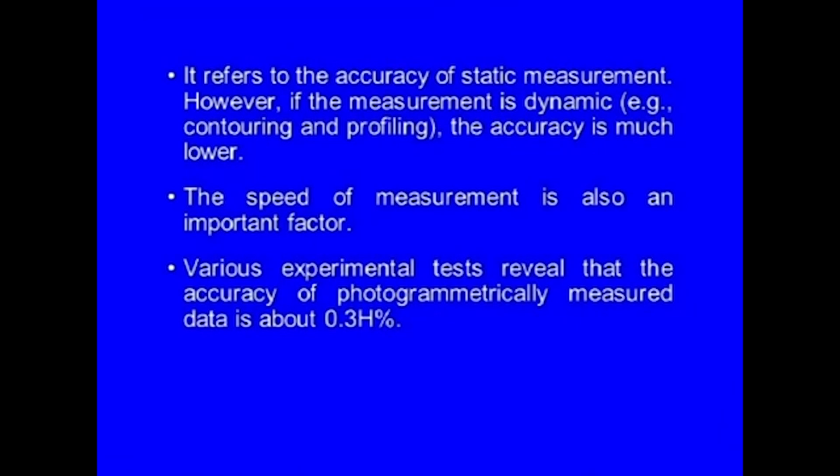It refers to the accuracy of the static measurements. However, if the measurement is dynamic, that is contouring and profiling, the accuracy is much lower. The speed of measurement is also an important factor. Various experimental tests reveal that the accuracy of photogrammetrically measured data is of the order of 0.3 h%.